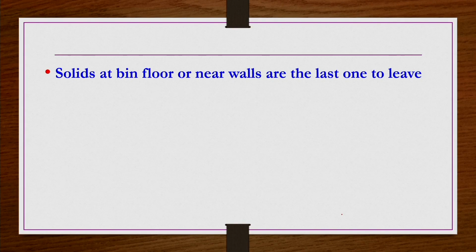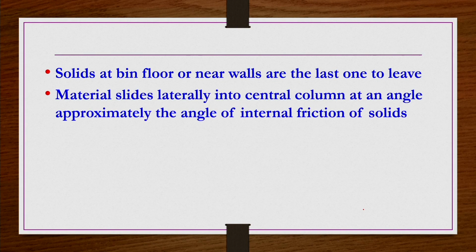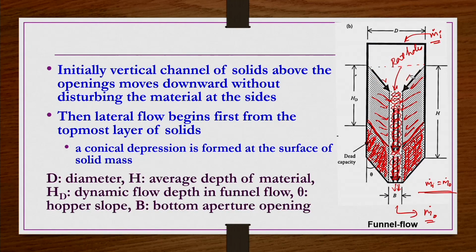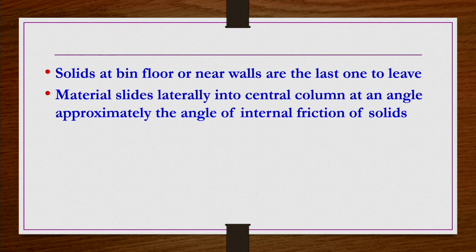Solids at the bin floor or near the walls are the last ones to leave. Material slides laterally into the central column at an angle approximately the angle of internal friction of solids. So, the materials are coming down at a certain angle, and this angle is approximately equal to the angle of internal friction of the solids.